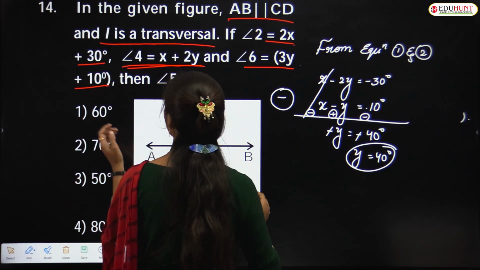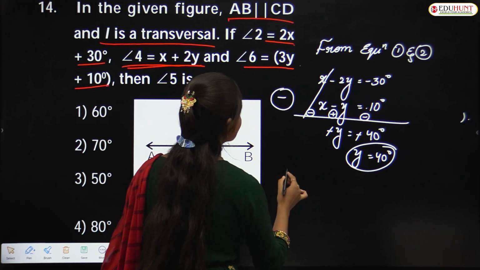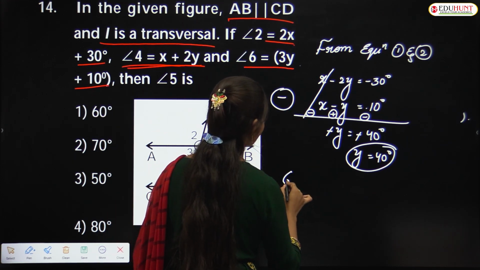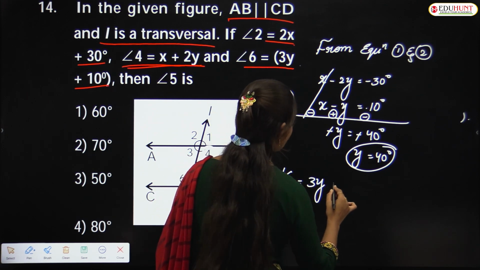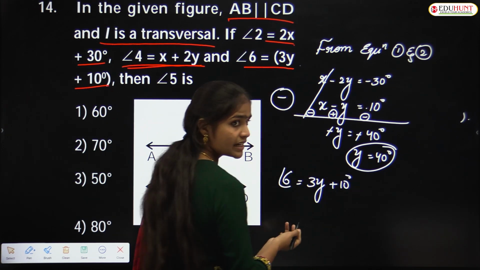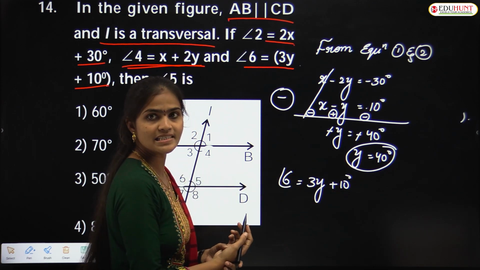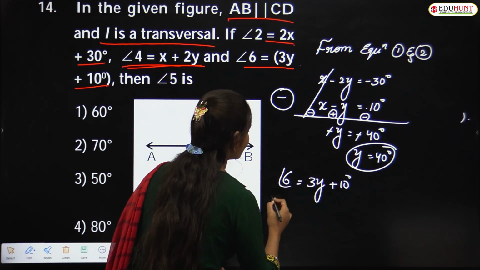So y is equal to 40. Now take angle 6, which is 3y plus 10 degrees. We know that already given. Just substitute y is equal to 40 degrees here.